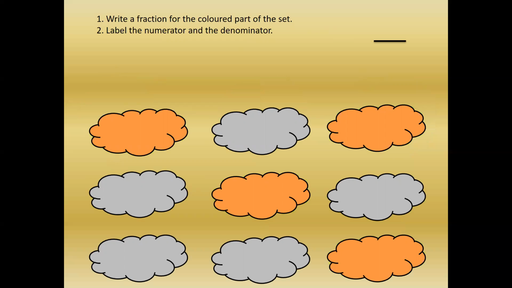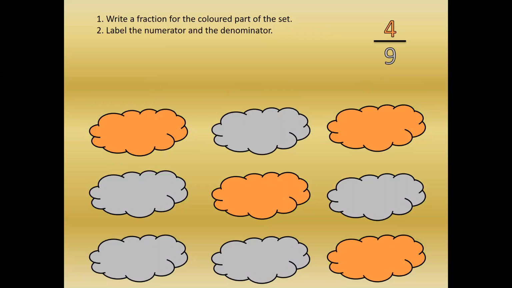There's 4. So 4 goes above the line. There's 4 colored, so 4 goes at the top of the fraction. And how many of the clouds are there in total? Not just the gray, not just the orange. How many in total are there? Count them up. There's 9. So the 9 goes underneath the line. It goes at the bottom of the fraction.